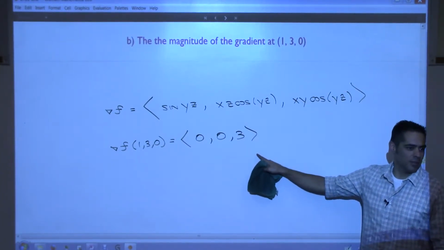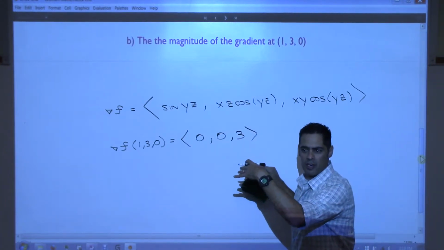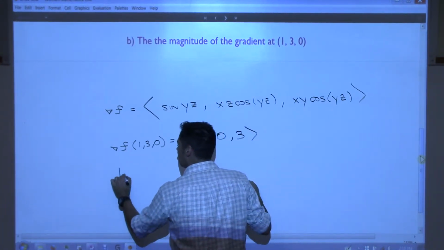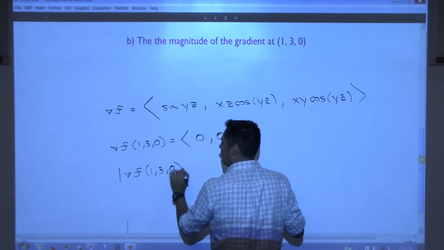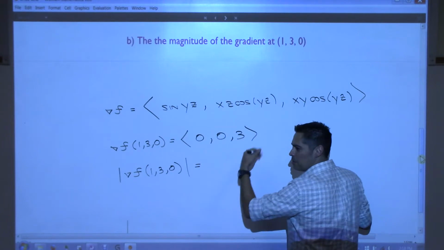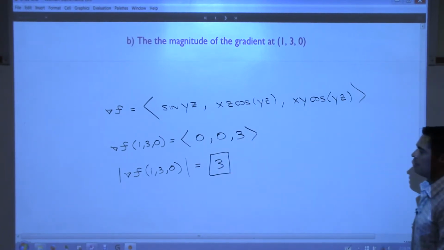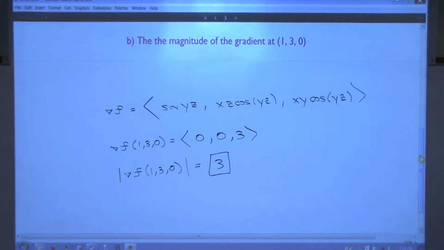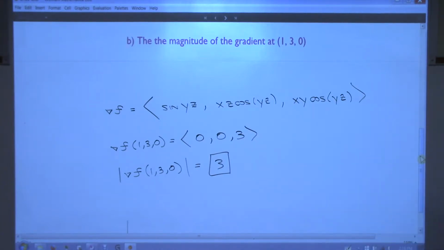That's not the magnitude of the gradient, that's just the gradient. I need its magnitude to find the maximum rate of change. So the magnitude of the gradient of f, and this one's an easy one to do, right? The square root of all that squared is just 3. So it definitely has to be bigger than the other answer. If this answer is smaller than the other one, something's wrong. All right? Good?